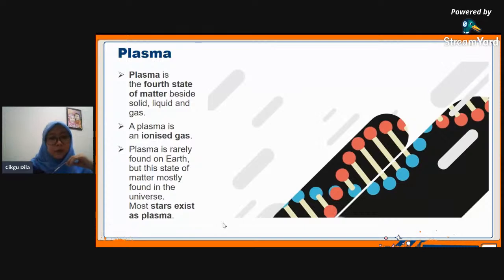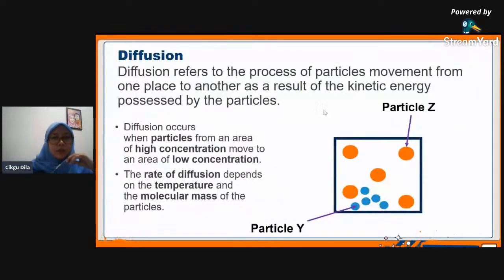As for your information, next we move to diffusion. Okay, what is diffusion? Diffusion refers to the process of particle movement from one place to another as a result of the kinetic energy possessed by the particles. That means you can see the particles are moving and dispersing. Diffusion occurs when particles from an area of high concentration move to an area of low concentration. And the rate of diffusion depends on the temperature and the molecular mass of the particles.